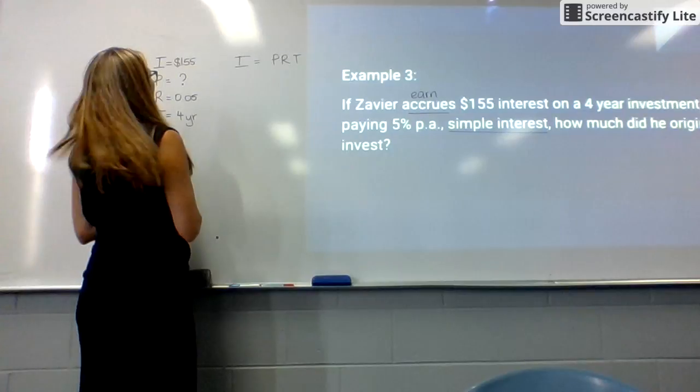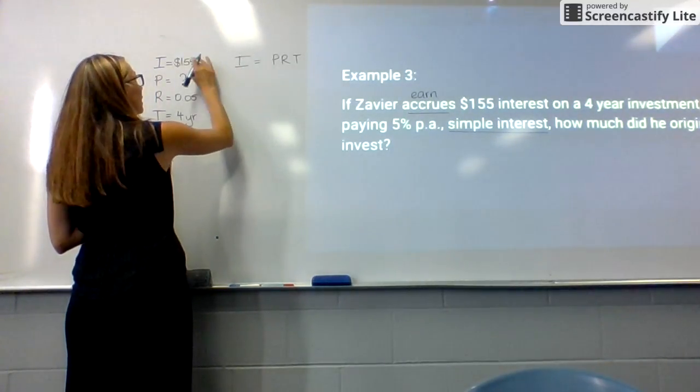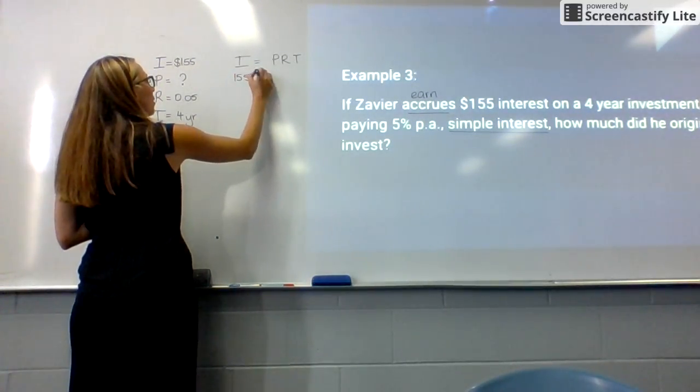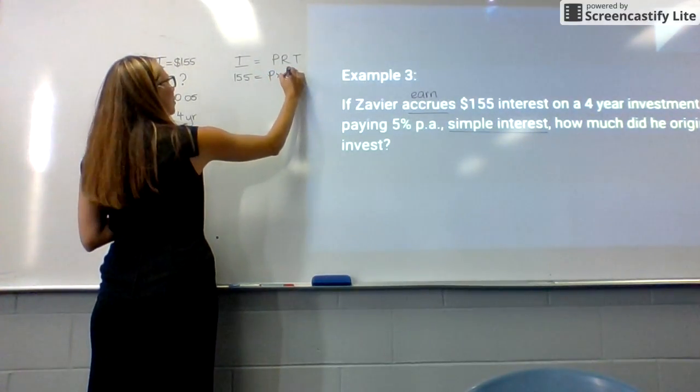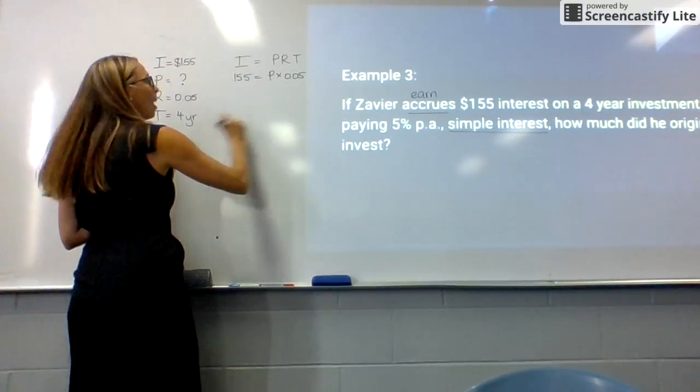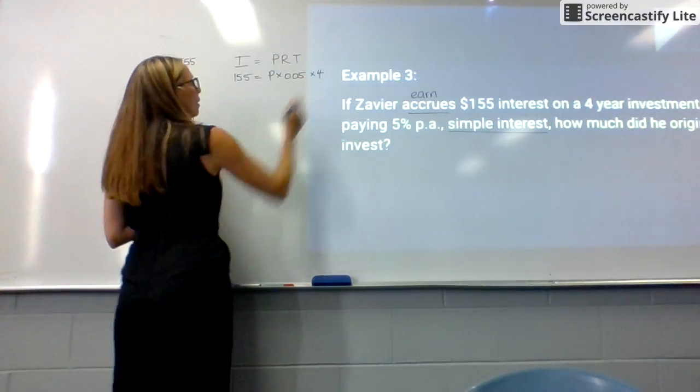Let's substitute what we know. We know I is 155. P, we don't know P, so let's just leave it there. We know rate is 0.05. We know time is 4.